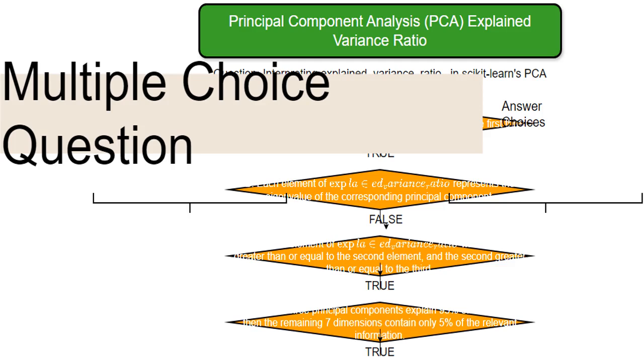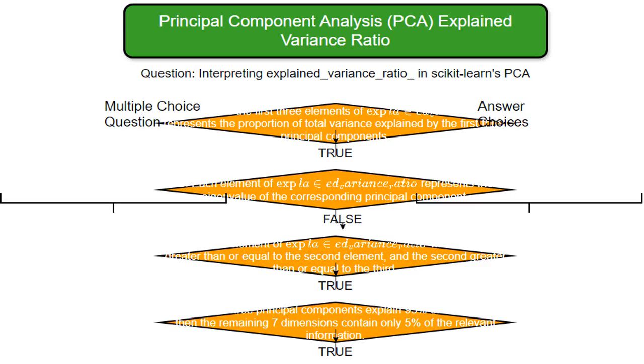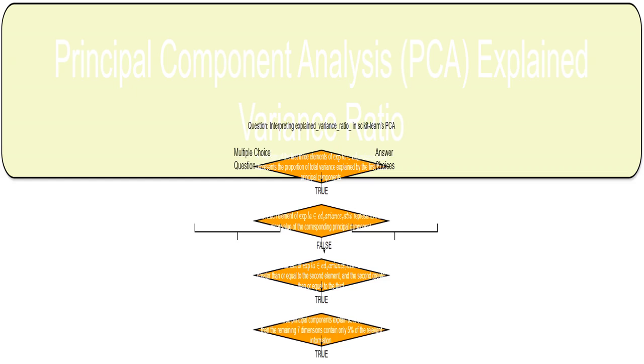This line simply indicates that what follows is a multiple-choice question, setting the context for the upcoming choices. This is the core question of the quiz. It asks you to interpret the meaning of the explained variance ratio, which is a key output of principal component analysis, PCA, in Sklearn. I think this statement is correct.